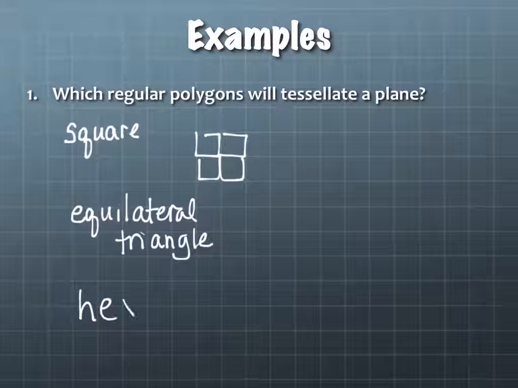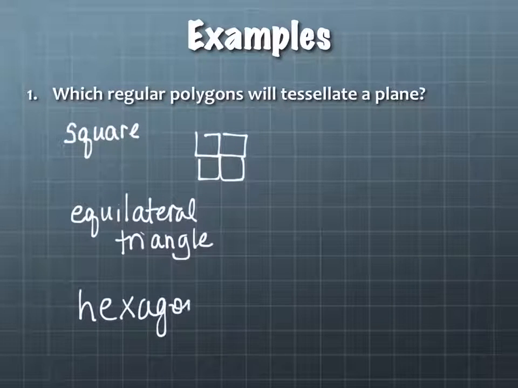A hexagon actually works as well, and it works because we already talked about the angle measure. What was the angle measure? 120 on each of the interior angles here. 120. So how many hexagons would I have to put together to actually tessellate? I need 3. 3 times 120 is the 360, correct? But I can't have anything bigger than 120.